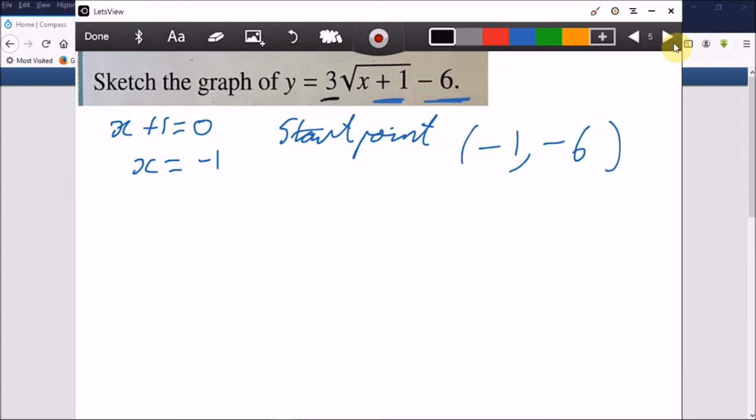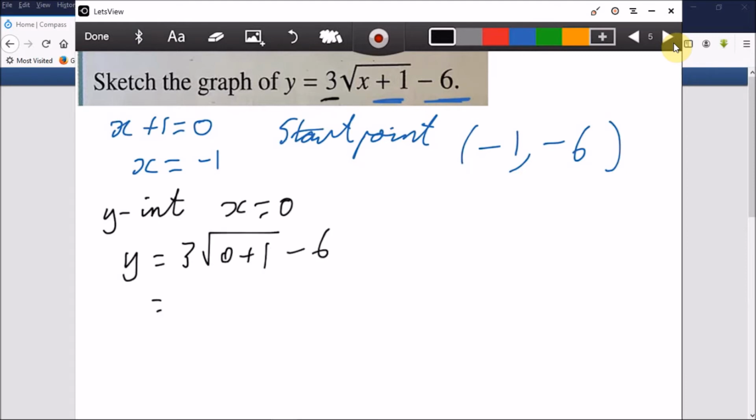So let's find the y-intercept first of all. And as usual, that's when x equals 0. So you put y equals 3 times the square root of 0 plus 1, take 6. 3 times the square root of 1 take 6. Square root of 1 is 1. 3 take 6. Negative 3 for the y-intercept.